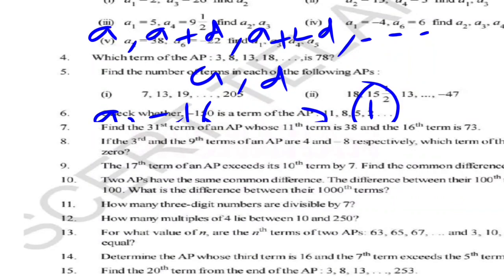If you simplify this, you will get another equation. So solve the two equations by the elimination method. Finally we will get the a and d answers. Substitute the a and d answers in the general form. So that is called the AP.